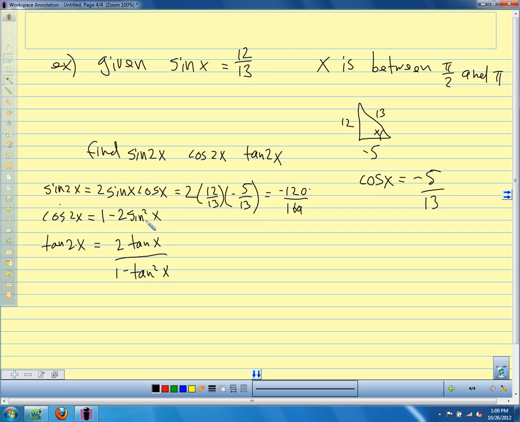12/13 for sine of x and square that. So cosine of 2x is 1 minus 2 times 12/13 squared. And if I plug this in and calculate everything, square 12/13, this turns out to be minus 119 over 169.